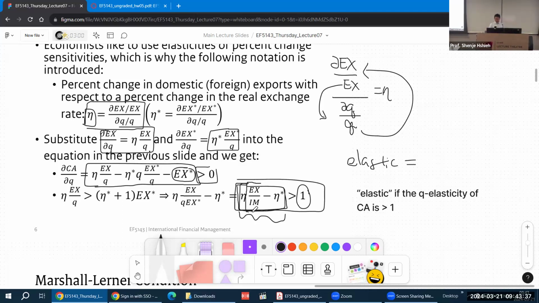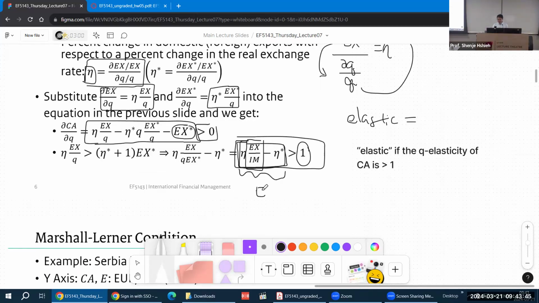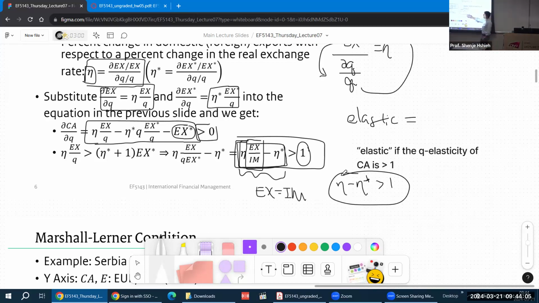So you might notice that EX over IM, well, my statement is not exactly true. But typically in equilibrium, we like to assume that EX equals IM because that's when we have trade balance, in which case the Marshall-Lerner condition is just the following expression, right? So this is the most intuitive expression, hopefully. Again, it means that export elasticity domestically minus foreign export elasticity has to be greater than 1.